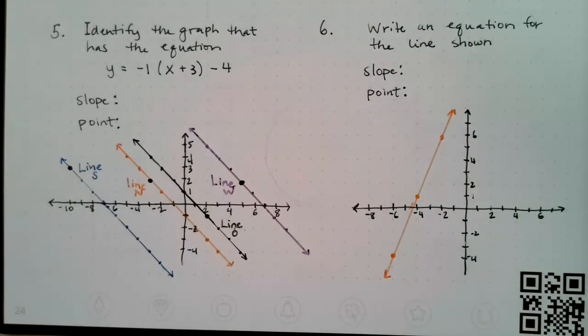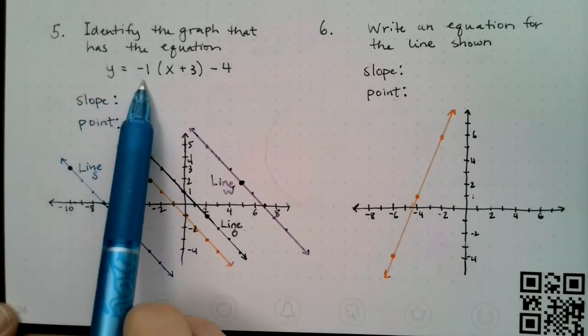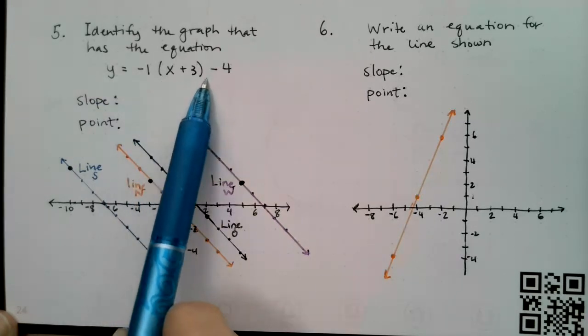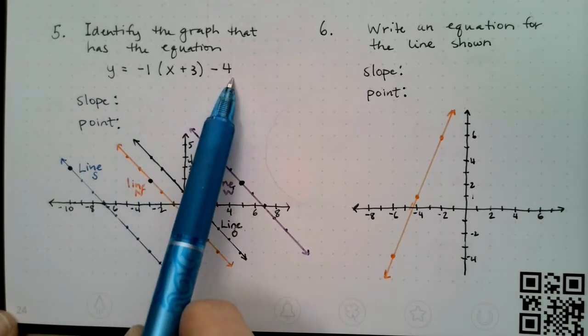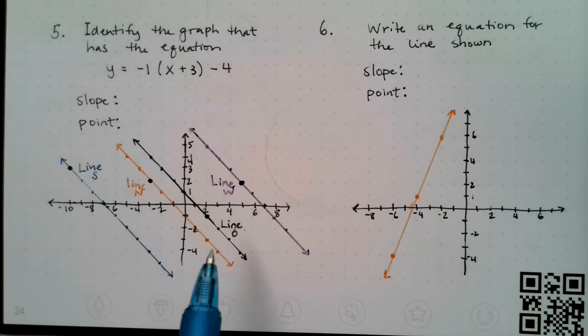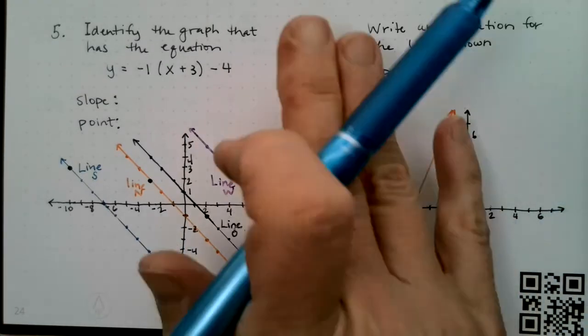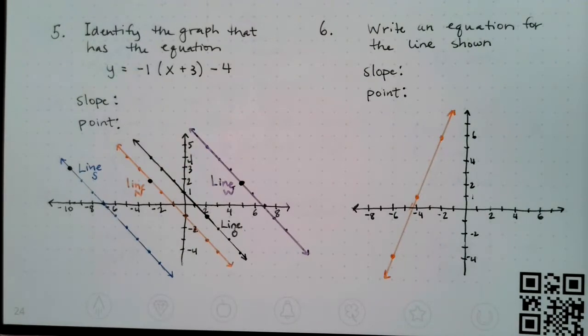So for number 5, you're identifying the graph that has the following equation. Y equals -1 times the quantity x plus 3 minus 4. The first thing I do when I'm looking at an equation is I try to pull out the point, that stealth hidden information in there, and determine the slope.